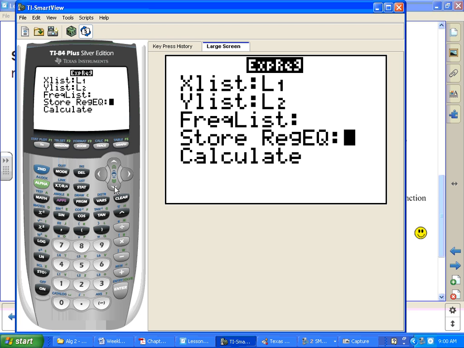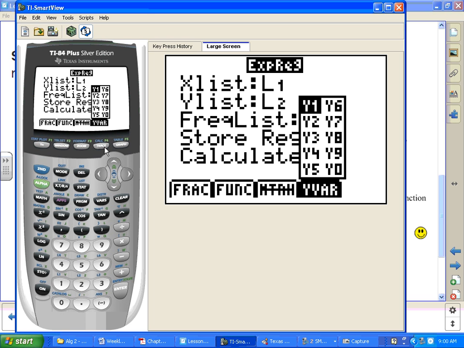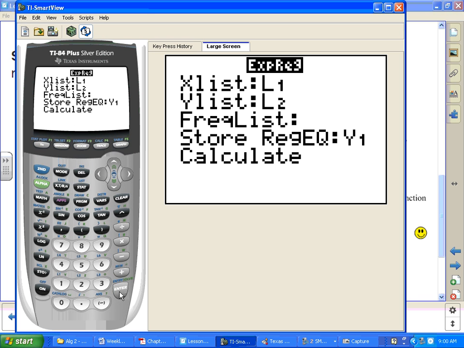There are two different ways to get to y1. The easiest way is to go to alpha and then F4, or the trace key, where we have all of our y1 through y0. Then just hit enter on y1, and it'll plug it in there.